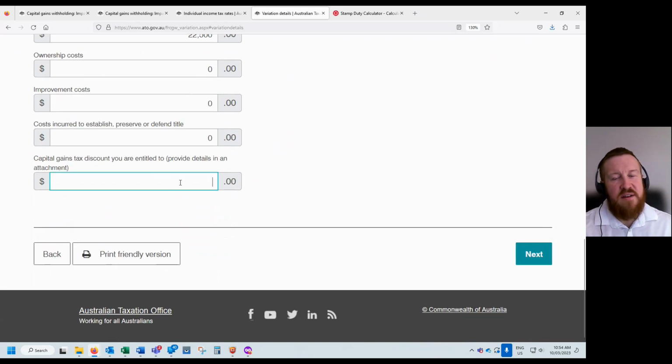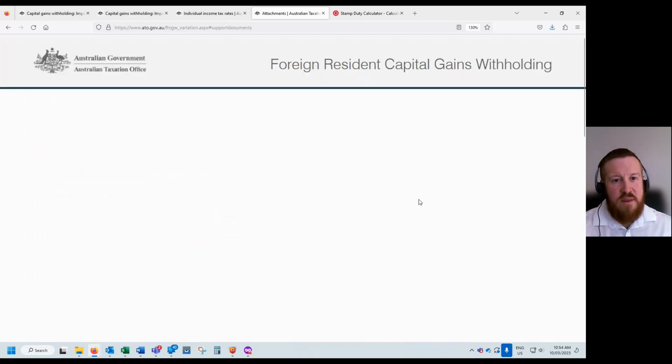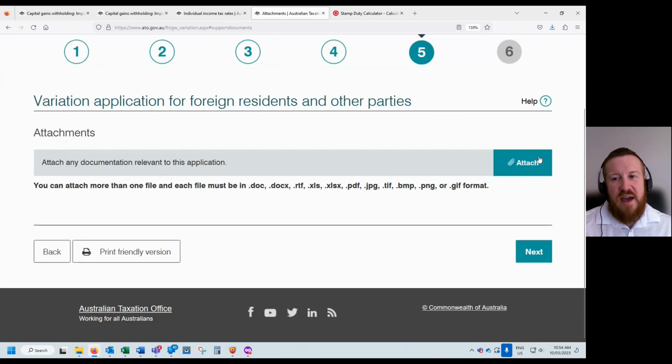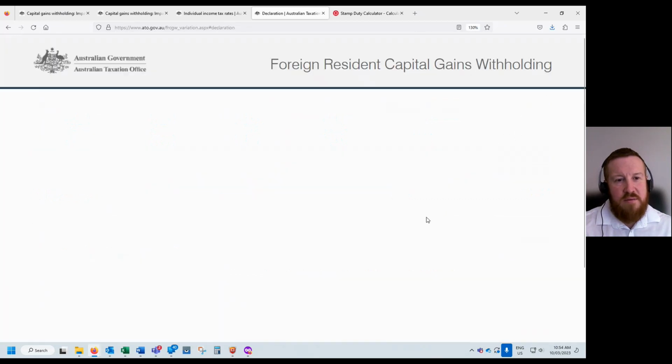The capital gains discount. Now that's an interesting one. I'm going to assume for the example that this person was a non-resident the whole time he owned his property. So I'll put nil for that. And that just helps the ATO verify what the capital gains is. You can add attachments. I've never done that in the past. So we'll skip that one.